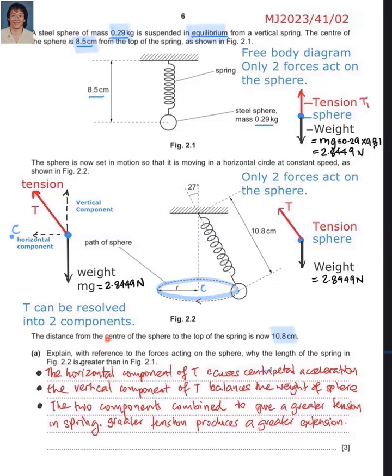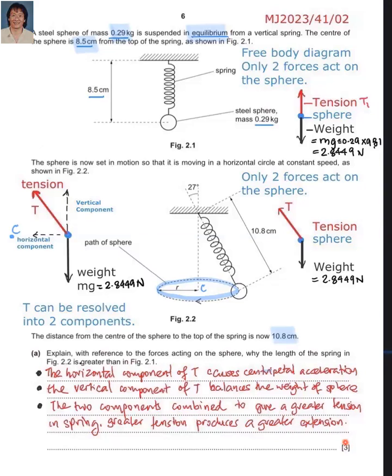The distance from the center of the sphere to the top of the spring is now 10.8 centimeters, as you can see from here. Explain with reference to the forces acting on the sphere why the length of the spring is greater in figure 2.2 compared to figure 2.1. This question carries 3 marks.